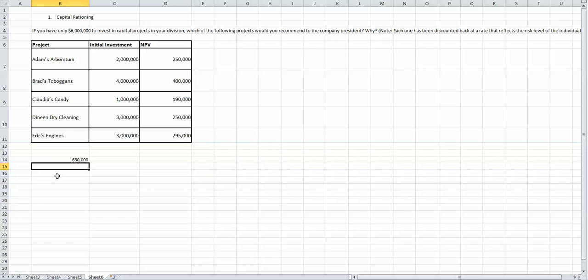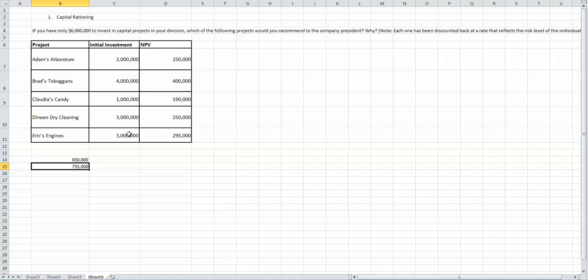However, I see a different combination that I would definitely want to look at. And that's Adams here, initial cost $2 million, which gives us $250. Claudia's, which costs $1 million, and she's given us $190. Plus, now we have two $3 million projects, right? And we're at $3 million. So we have three more $1 million to invest. Well, the dry cleaning project only gives us $250,000 NPV, while engines, at the same initial cost, gives us $295. So I know for a fact I'm not going to do the dry cleaning if I can get $295 out of Eric's engines. So I'm going to take a look at that one.